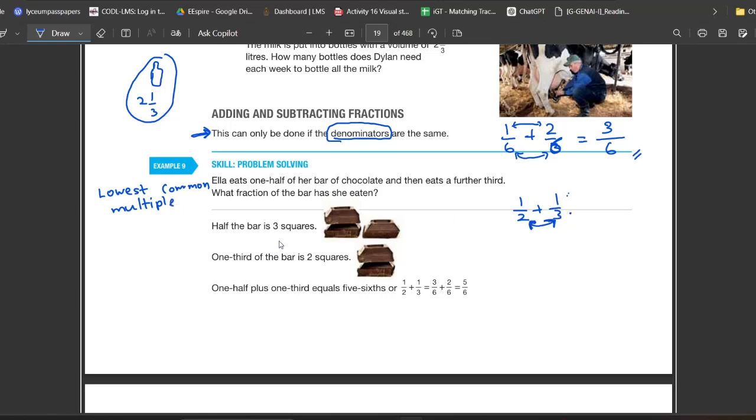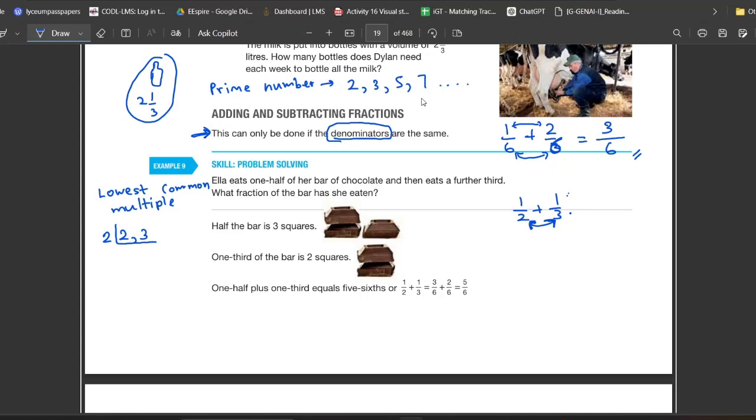So now we have 2 and 3. We have to find the lowest common multiple. So now we divide these two numbers by prime numbers. The first prime number is 2. You know prime numbers? Prime numbers start with 2, 3, 5, 7, and it continues like that.